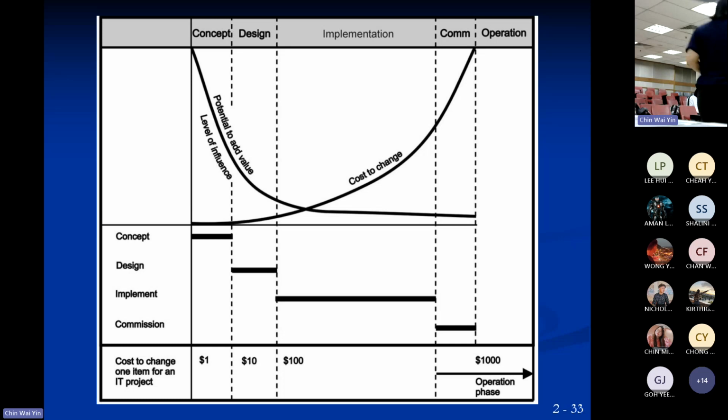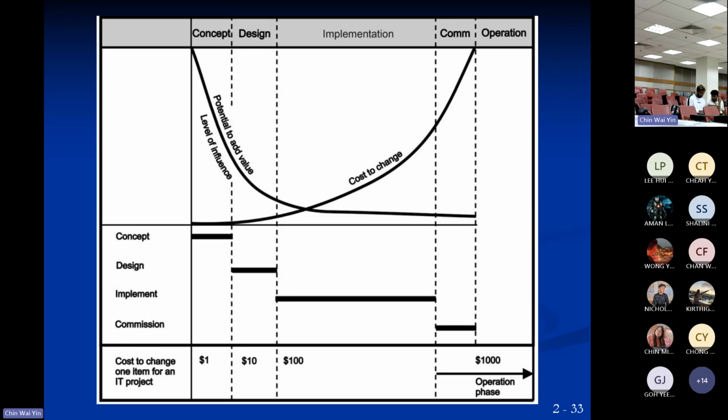But typically, level of influence drops. Potential to add value, that means your ability to give your suggestions, also drops, because your level of influence drops. Then another thing, cost to change.